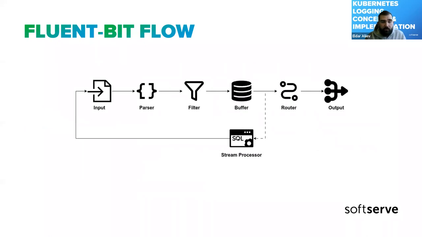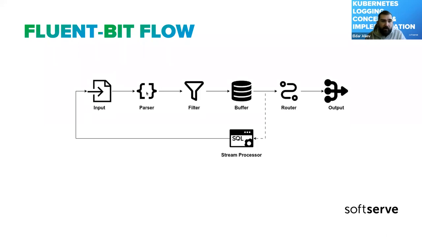What does the main flow inside Fluent-Bit look like? We have some kind of input. The input could be, for example, log files, or we can get the input through the network, with TCP or UDP protocol, or through the REST API, etc. In our case, we would use the file-based approach. So on the input step, we will get the raw data from our log source.